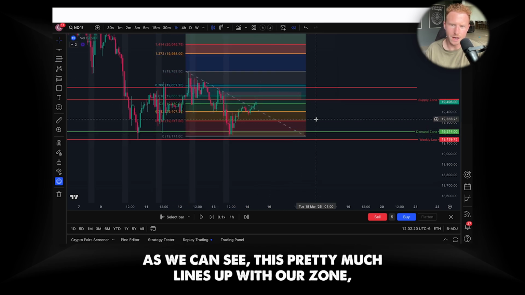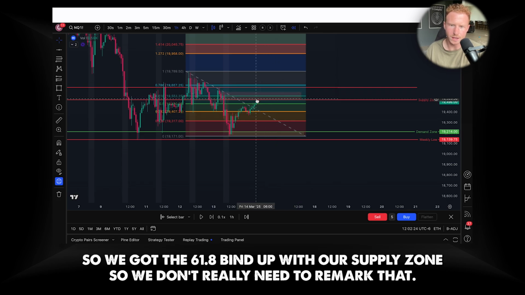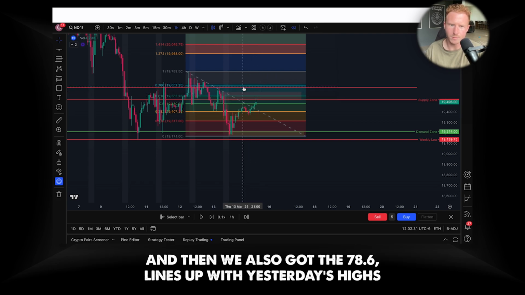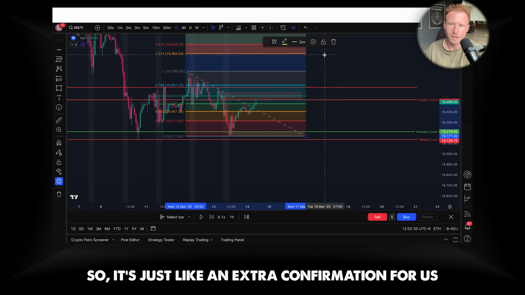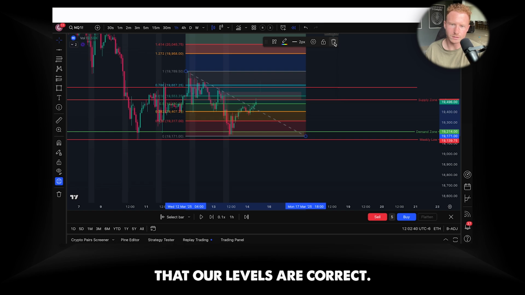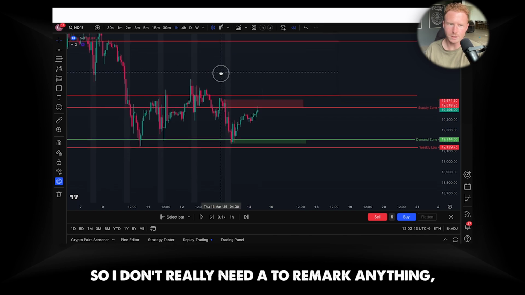As we can see, this pretty much lines up with our zones. So we got the 61.8 lined up with our supply zone, so we don't really need to remark that. And then we also got the 78.6 lines up with yesterday's highs, so we don't really need to mark that either. So it's just an extra confirmation for us that our levels are correct. So I don't really need to remark anything.